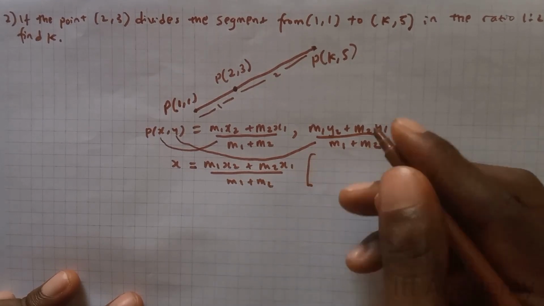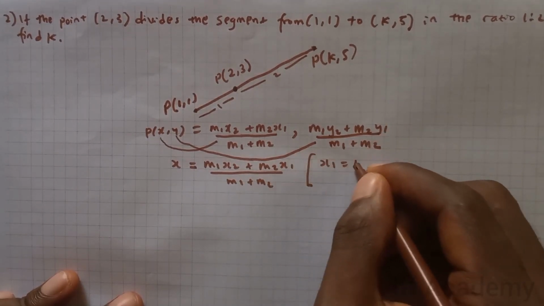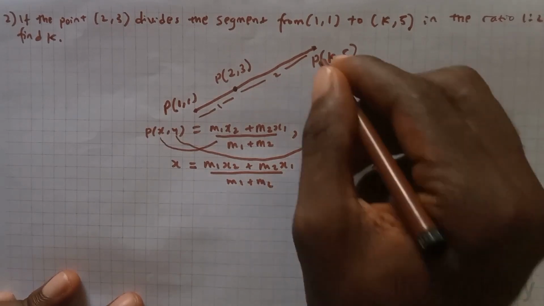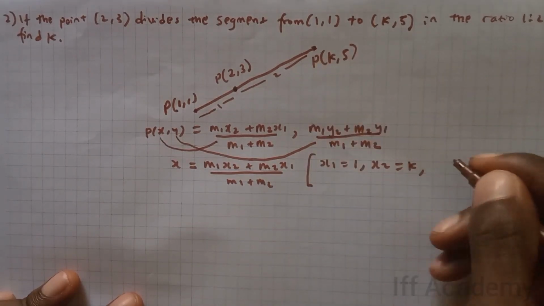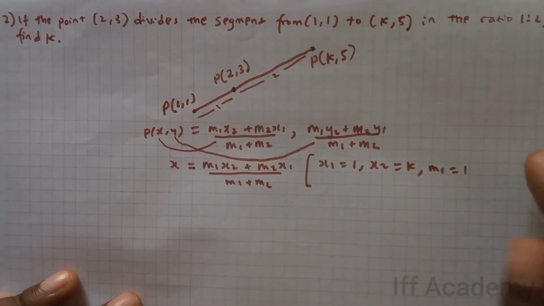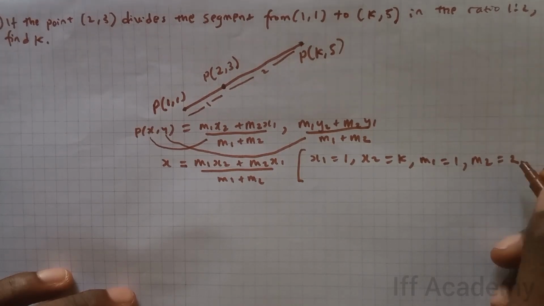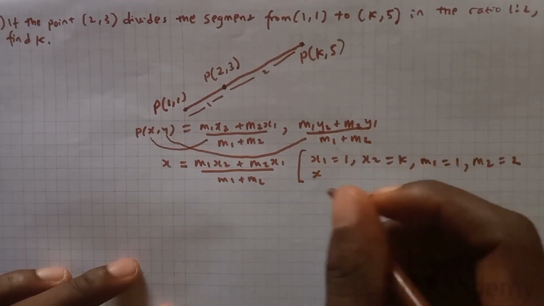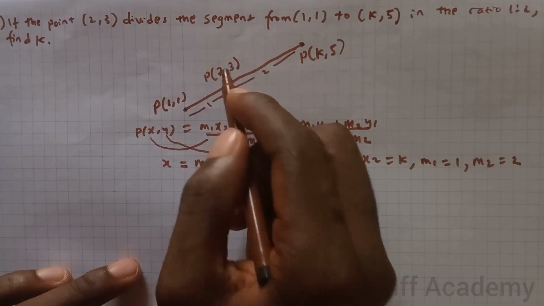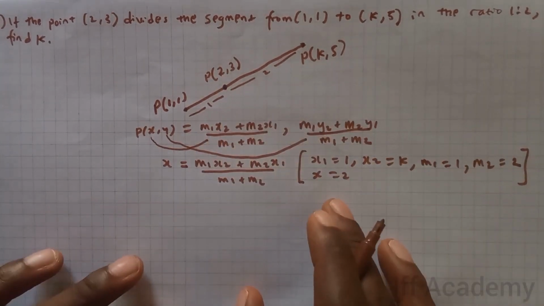And then from the question, we know that x1 is 1, x2 is k, which we are trying to find, m1 is 1, and m2 is 2. And also we have x is 2 from the question. So with this, you can solve for the value of k.